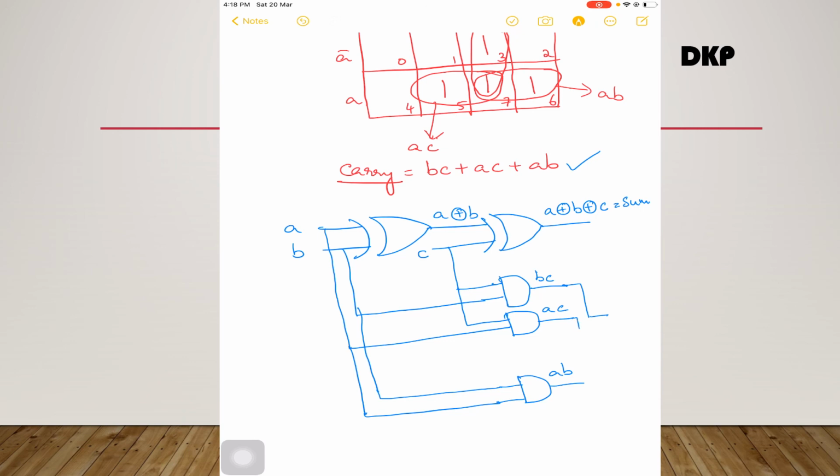Now join all these outputs and give them to an OR gate, so that you will get BC plus AC plus AB, which is equal to carry. So this is the logic circuit of the full adder.